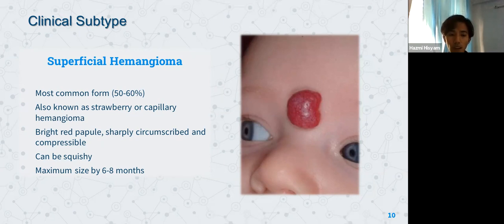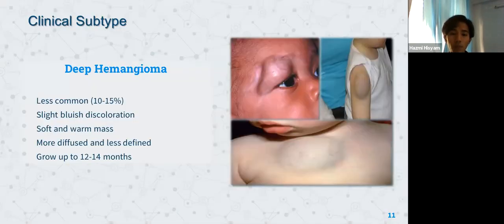It is sharply circumscribed and compressible, which means it is squishy, and it will reach its maximum size by 6 or 8 months. The second subtype is deep hemangioma. Compared to superficial, deep hemangioma is less common, which is about 10 to 15%. It has a typical presentation, which is slight bluish discoloration, because compared to superficial hemangioma, deep hemangioma occurs beneath the skin. So it has the bluish discoloration.